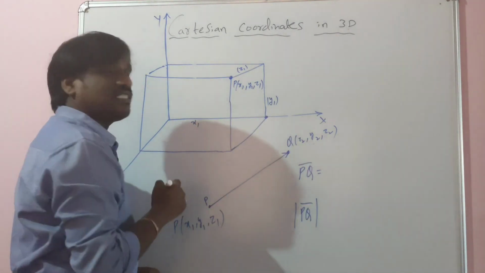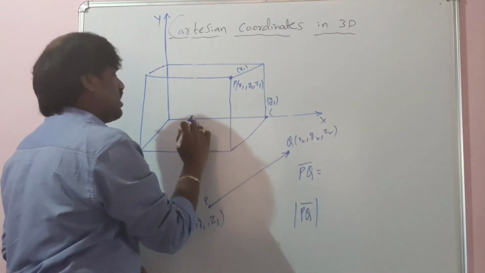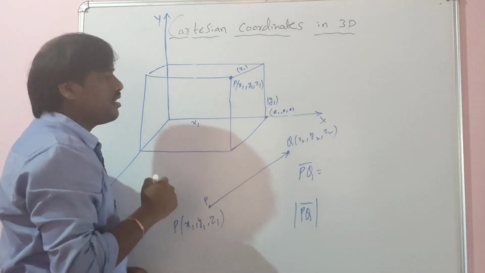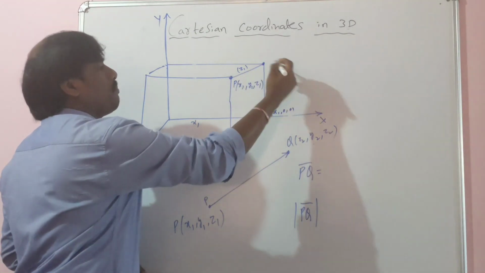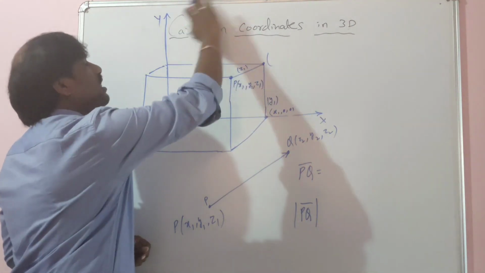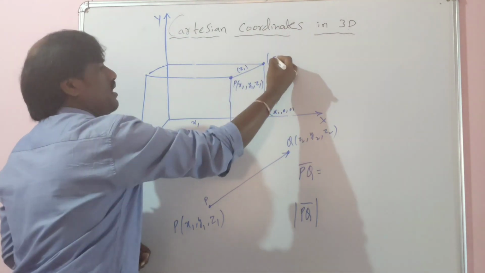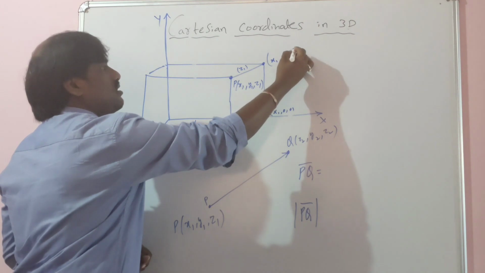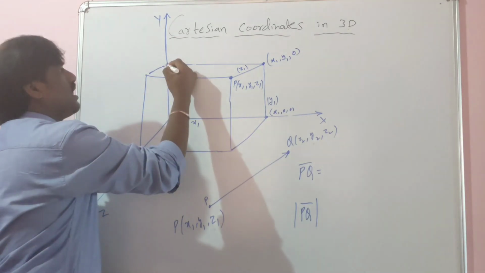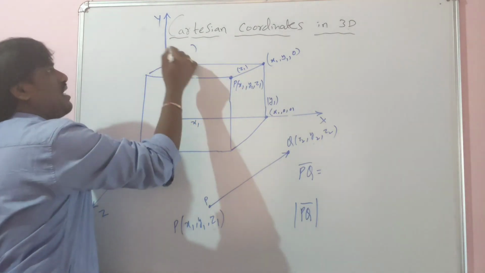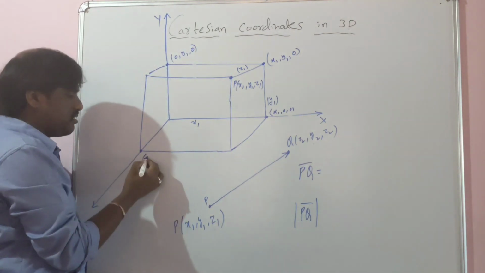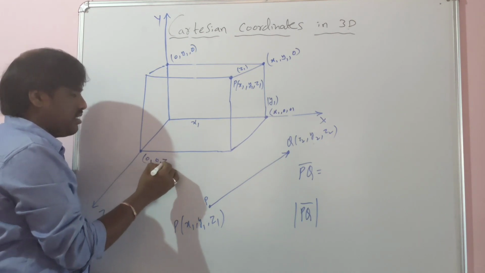If I take a point on the x-axis, how will it be? That will be (x1, 0, 0). This is the plane containing xy. So for a point on the xy plane, we write (x1, y1, 0). This is the plane containing xy, and this is the y-axis. A point on the y-axis means (0, y1, 0). This is the z-axis. A point on the z-axis means (0, 0, z1).